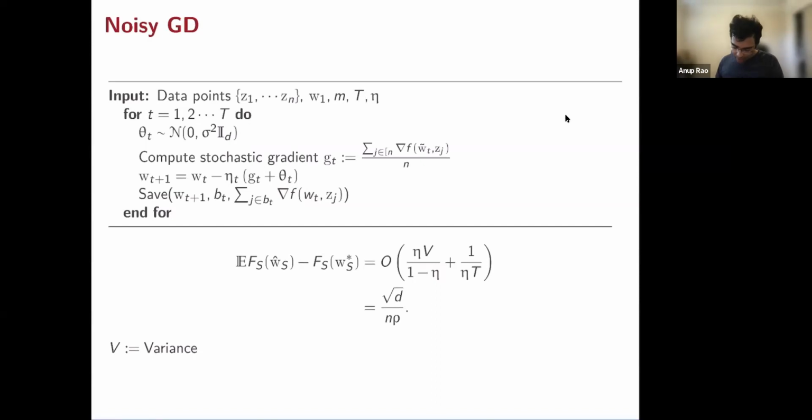And for the accuracy calculation, we can use a similar analysis as before. We have this convergence analysis for stochastic gradient descent, and we substitute for t, and we know the variance. The variance in this case comes only from the Gaussian term. So when you substitute and optimize over eta, we get square root d over n rho.